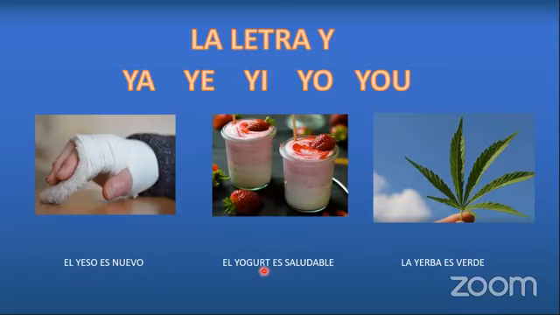El yogurt es saludable. El yogur es saludable. So you have already two versions there. Softer yogurt and a stronger yogurt.